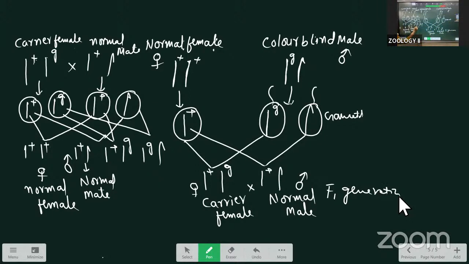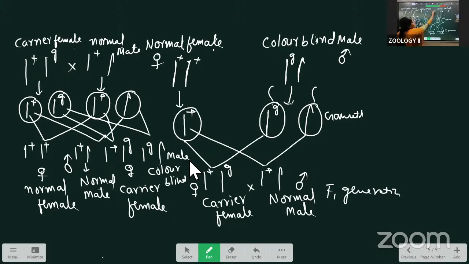Here, this one is a carrier female. Next, this one is a color blind male. What it means is that color blindness appears in this generation. In this generation, color blindness is there.